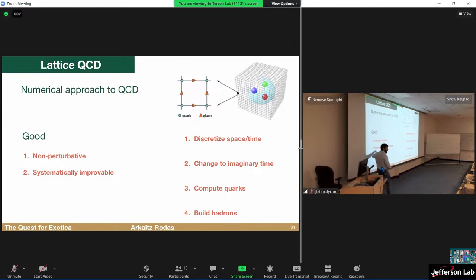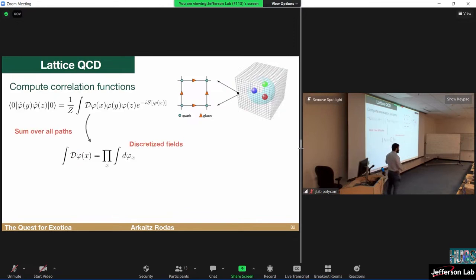And it's systematically improved. So we can make our boxes bigger and our grids finer, so less coarse. Now we have to do a collection of steps. And we're not going to go into detail because all I'm trying to use Lattice QCD for is a motivation for amplitude analysis. But let's take a look at this.